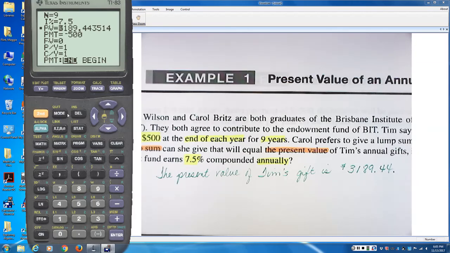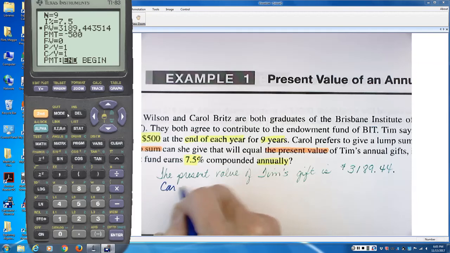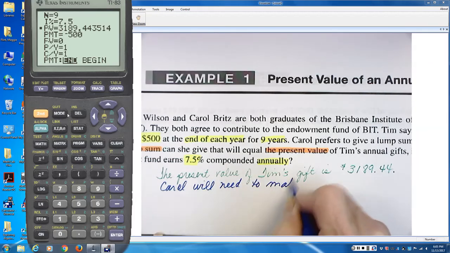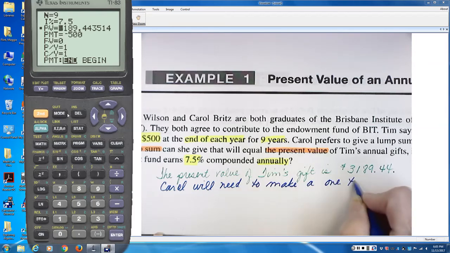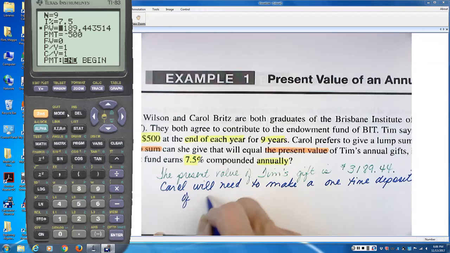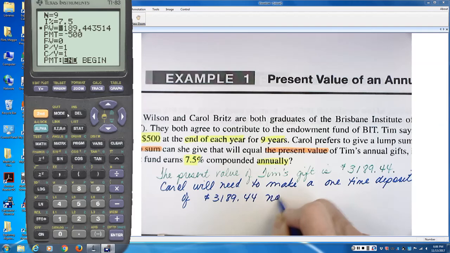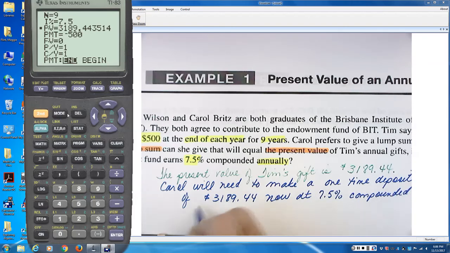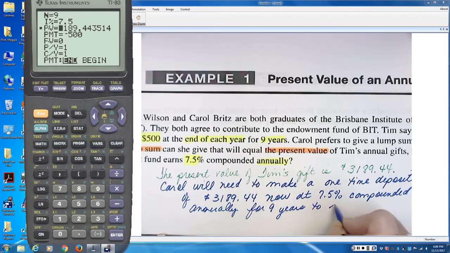So that tells you that Carol will need to deposit that same amount, $3,189.44, now at 7.5% compounded annually, for 9 years to match Tim's gift.